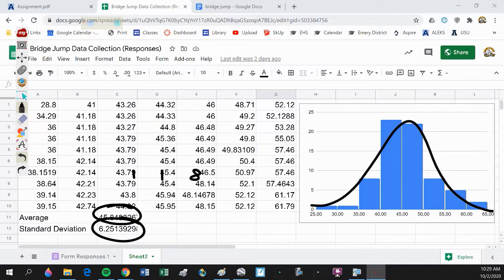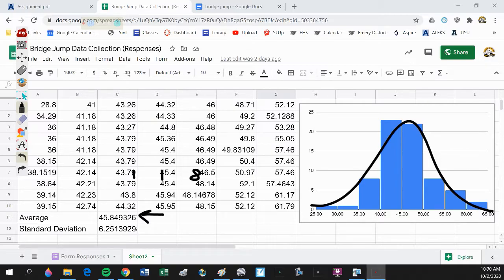Okay, so at the bottom of the first page it says, would you say it's normally distributed? Yes. What would you guess is the actual height of the bridge? Okay, our best guess would be 45.8. Are we sure? No. Okay.